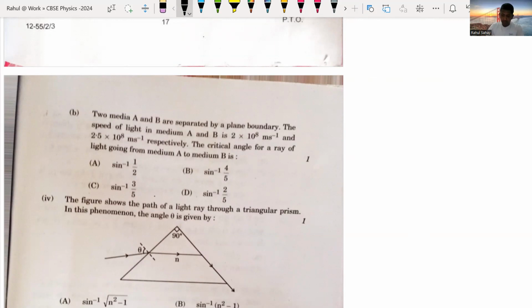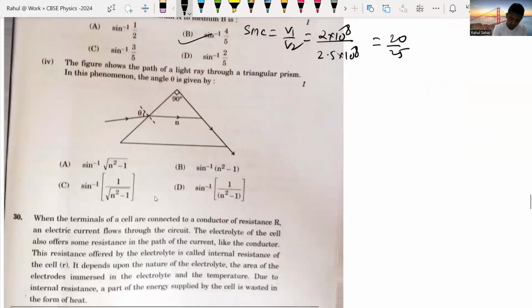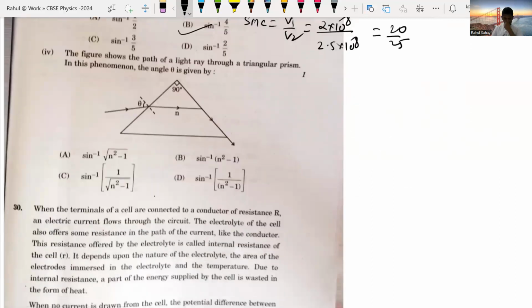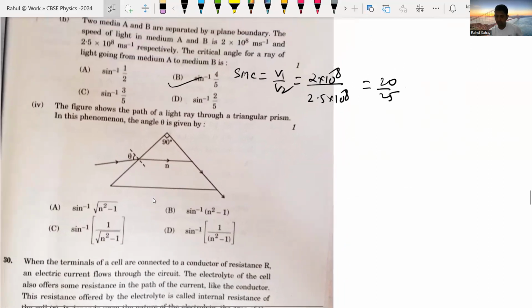Two media A and B are separated by a plane boundary. The speed of light... So the critical angle is what? Sin C is equal to V1 by V2, that is 2 into 10 to the power 8 by 2.5 into 10 to the power 8. That is 20 by 25, that is 4 by 5.